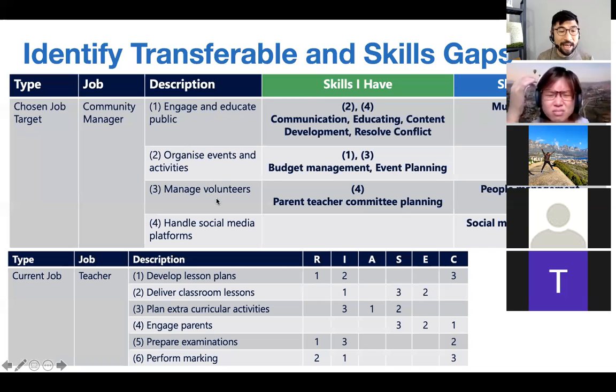And as you go down the line, looking at number 2, organizing events and activities, similarly, number 1 and number 3 will be transferables, specifically budget management, event planning, managing volunteers, and number 4, engaging parents in the parent-teacher committee planning. The skills I lack, people management perhaps. So doing this allows you to, number 1, focus on the things that you lack, and then you can go and do some learning, some training, look for some courses relating to this area so that you can be brought closer to this job role.